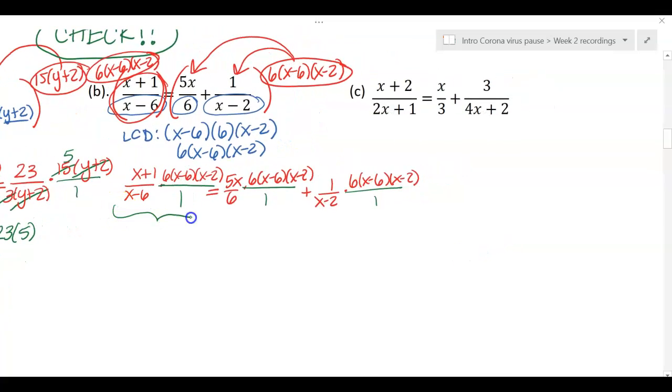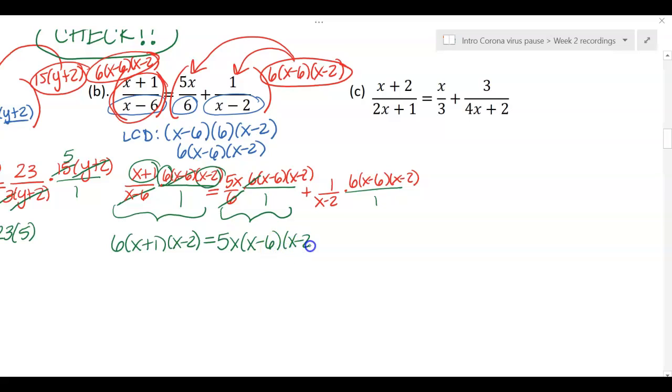So in this first multiplication problem here, the factors of x minus 6 can cancel, and I'm left with a factor of x plus 1, a factor of 6, and a factor of x minus 2. In the second multiplication problem, the factors of 6 will cancel, and I'm left with 5x times x minus 6 times x minus 2. And then in this third one, this factor of x minus 2 will cancel, and I'll be left with 6 times x minus 6. So the fractions are gone.